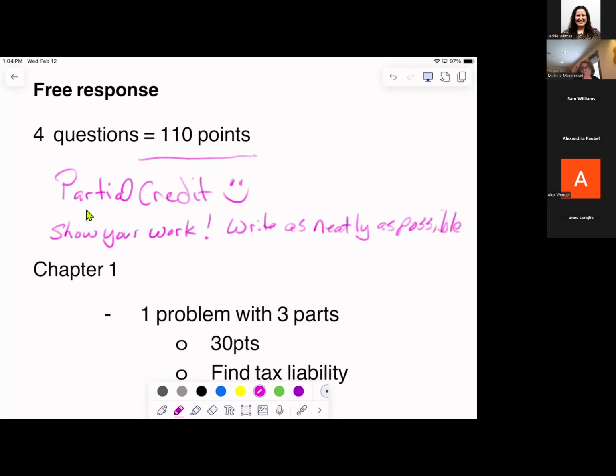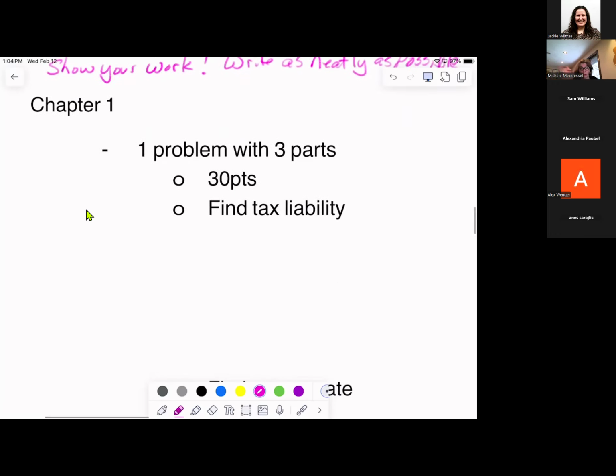I know tests are stressful and folks get in a hurry, and some folks, myself included, don't have great penmanship to start with. But write as neatly as possible, because that helps me help you, right? If I can't read it, it's hard for me to know what you meant to say. So from chapter 1, you're going to have a problem with 3 parts. So 30 points total.